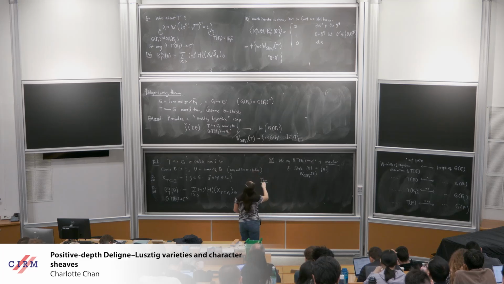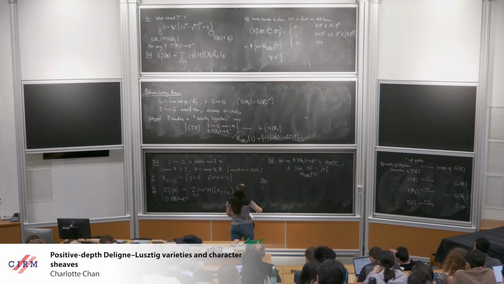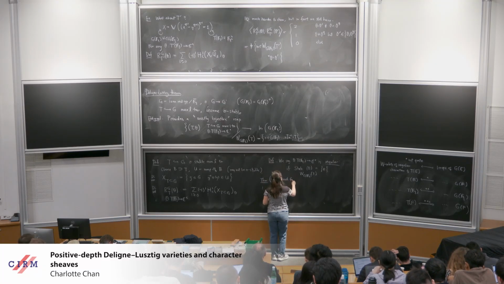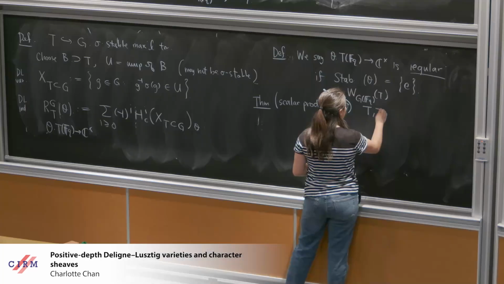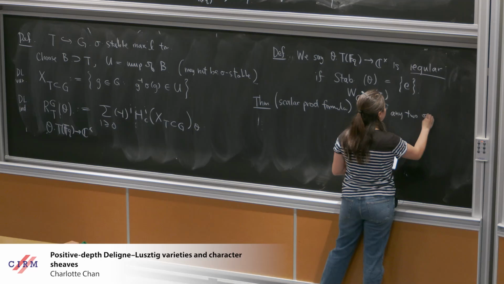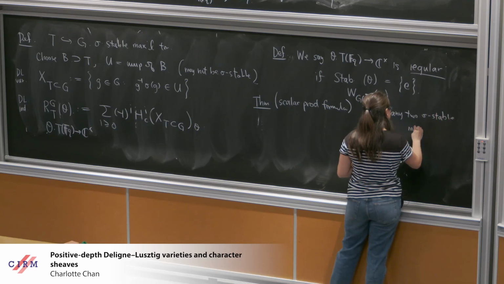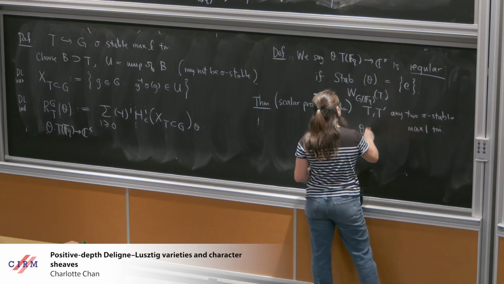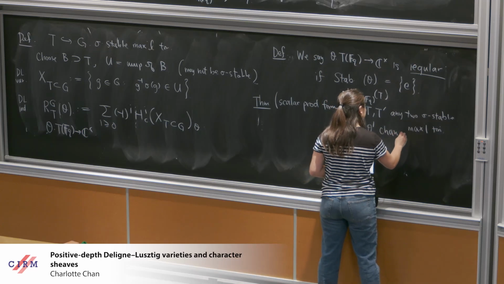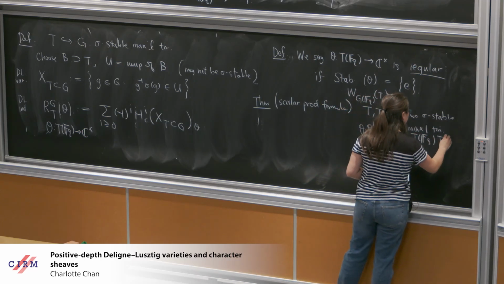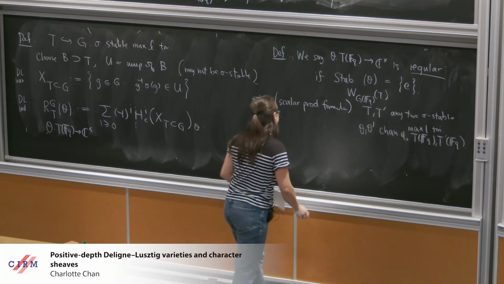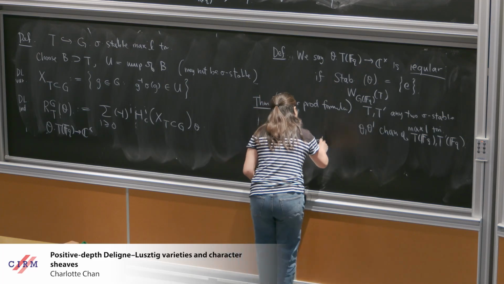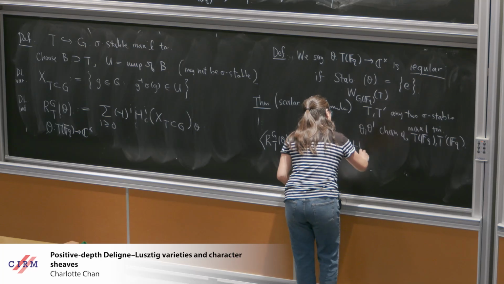The first one is a generalization of this kind of RTG paired with RTG, which is called the scalar product formula, which is that if I take T and T prime to be any two sigma stable maximal tori, and theta and theta prime to be characters of T of FQ and T prime of FQ, then it is always true that RTG theta paired with RT prime G theta prime is equal to the number of things.